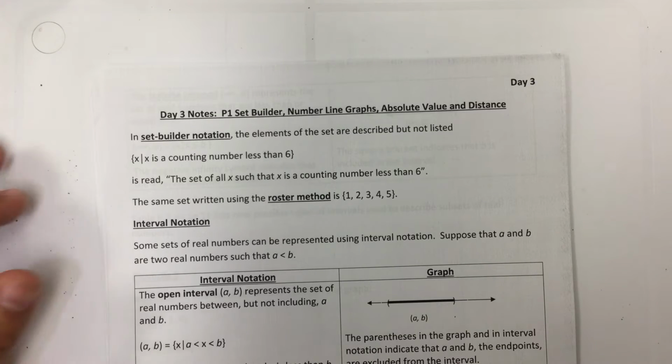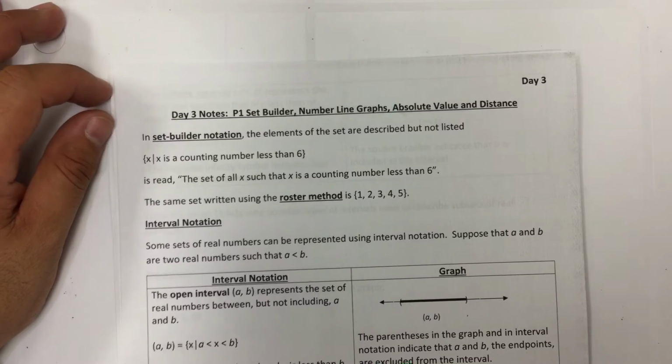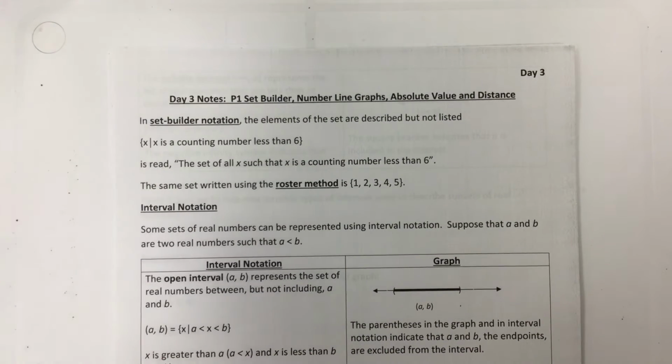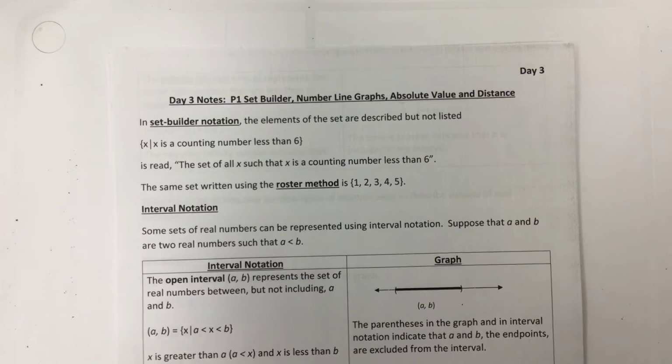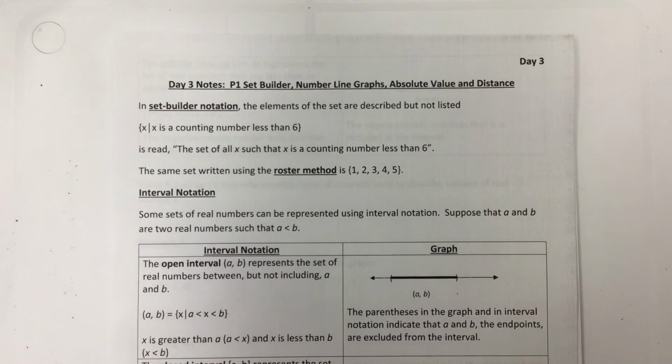All right, so these are going to be the notes for day 3: set builder, number line graphs, absolute value, and distance. Starting with these notes here, this is stuff you may have seen in Algebra 2, and we're reviewing it with you all so you can get a good sense of what you should be doing here.